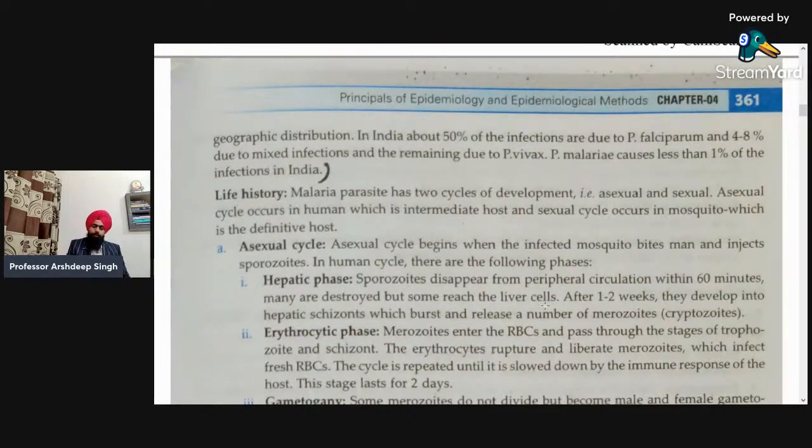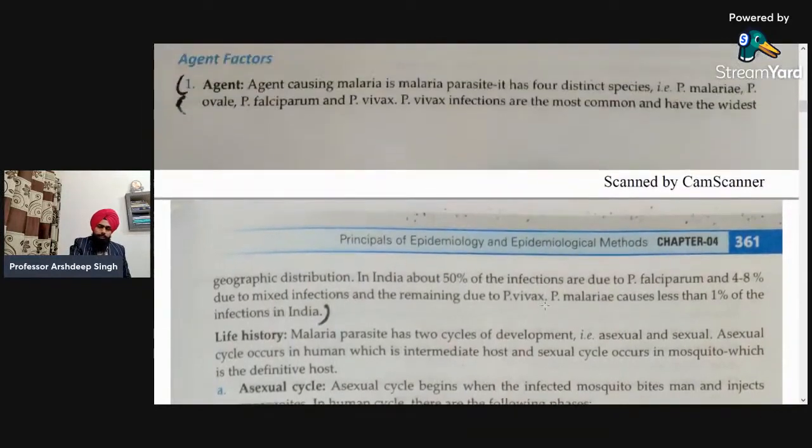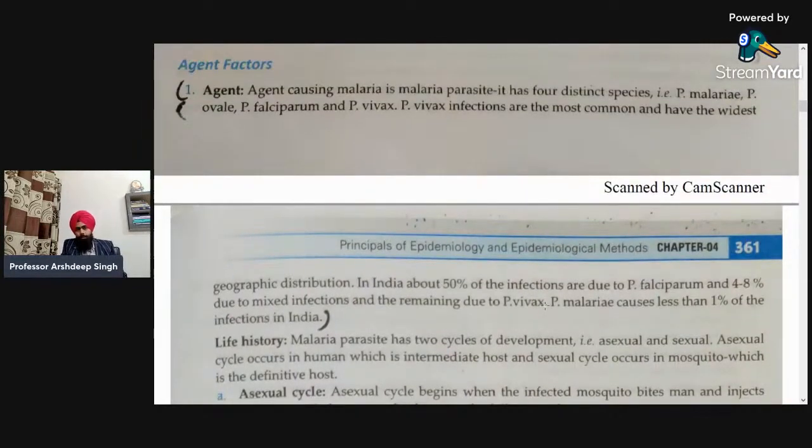So if any external examiner asks you what the commonest causative organism for malaria is, that is Plasmodium vivax, and after that Plasmodium falciparum is second in rank, causing about 50% of the total cases, and 4 to 8% are due to mixed infections, and the remaining due to Plasmodium vivax. Plasmodium malariae causes less than 1% of the infections in India.